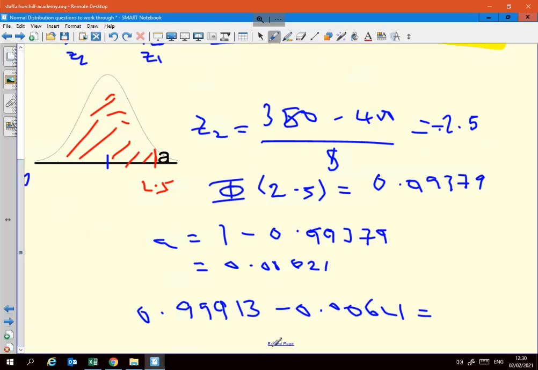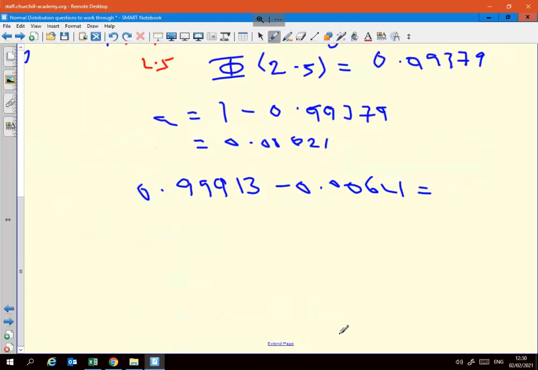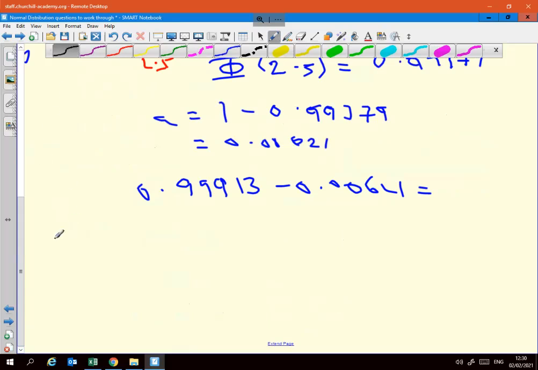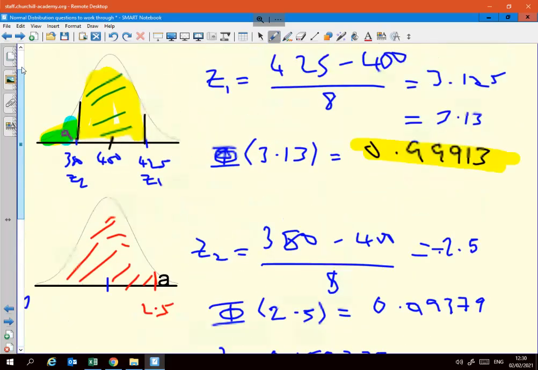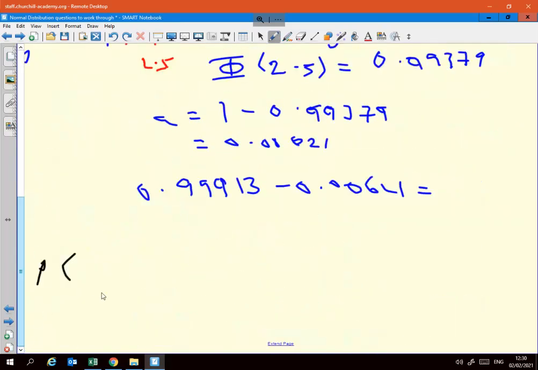And then finally, get my final answer. So the probability that x is between 380 and 425 is 0.99292.